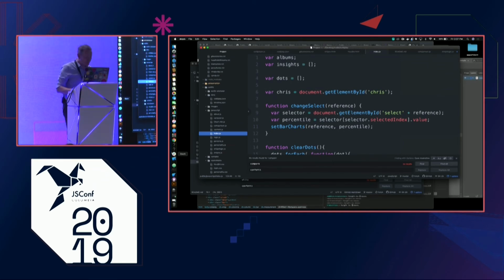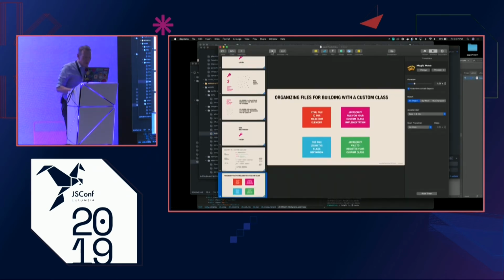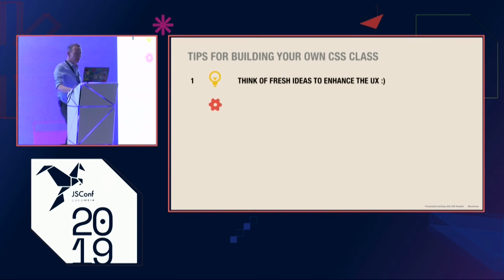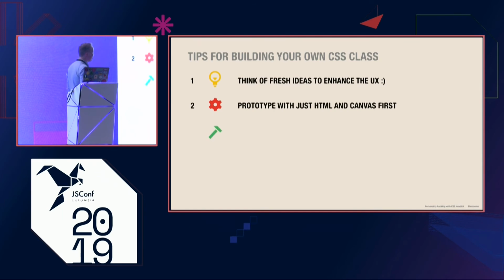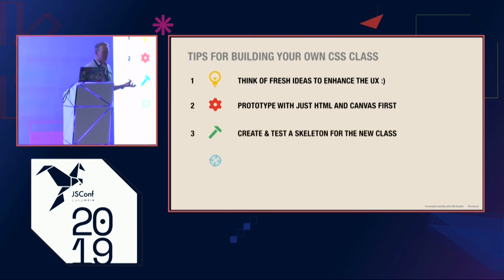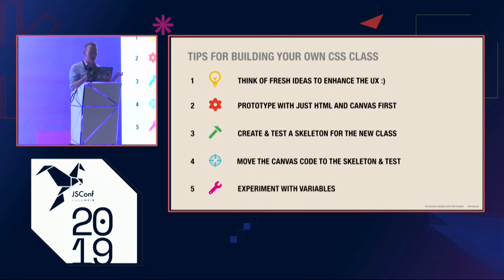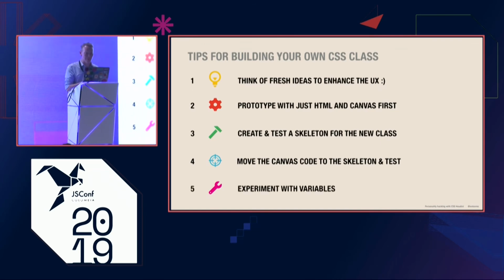Okay, so the last part, to go a little bit quicker. Quickly, here are some tips for building your own CSS classes. First of all, try and think of ideas to enhance the user experience. My idea for this came from trying to make confetti to match the confetti they used in their concerts. Prototype with just HTML5 canvas first of all, and get that working.